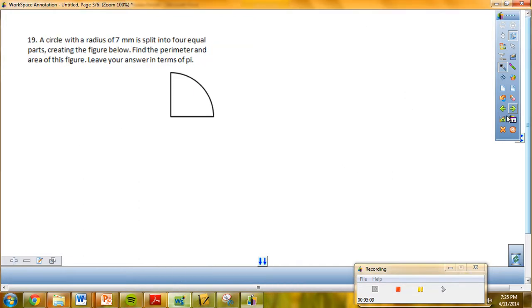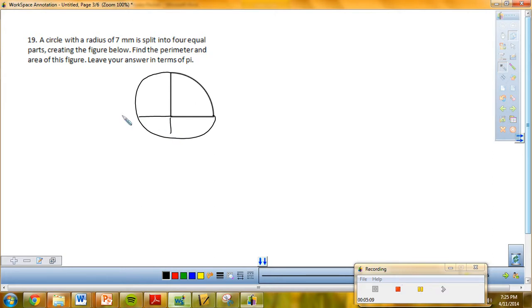The next example is more of an example where we have formulas, but we are using figures. So number 19 from the spring break packet is a really good example of this. They're saying that a circle with a radius of 7 millimeters is split into 4 equal parts. So we kind of saw this with our pizza problems, but here we have a circle. Oh, that's a perfect circle. And then it was split into 4 equal parts, right? So the radius is 7.